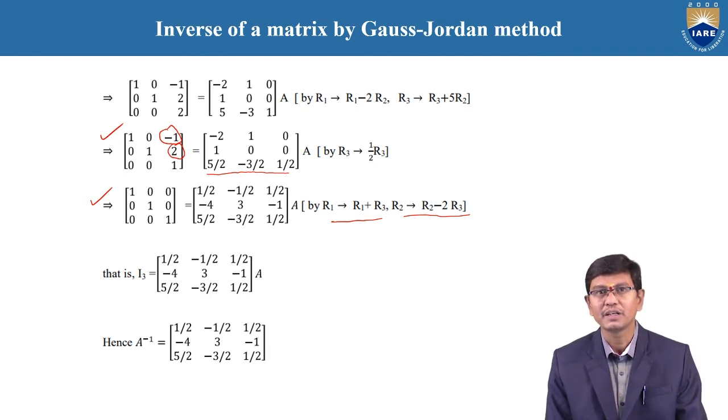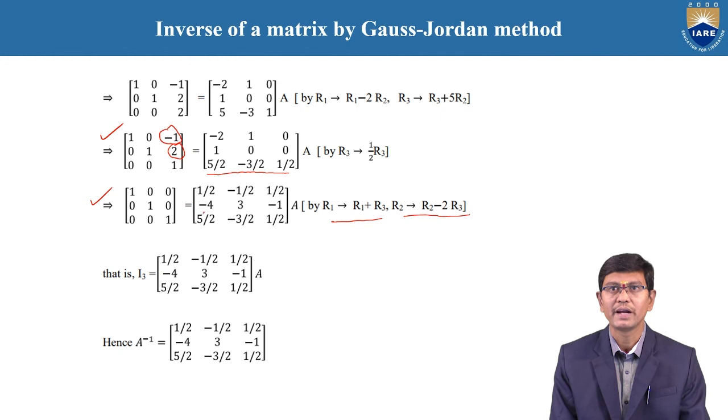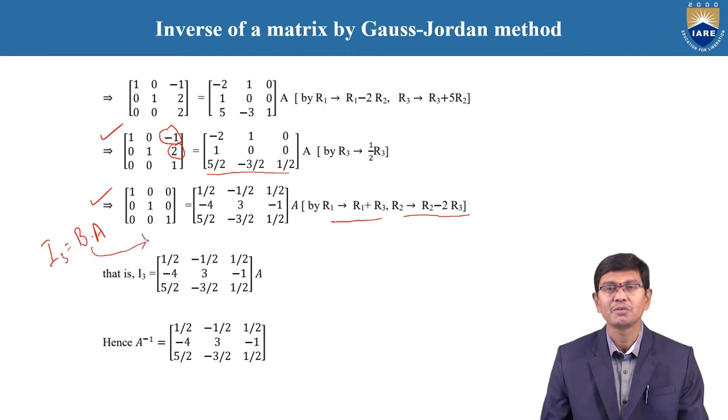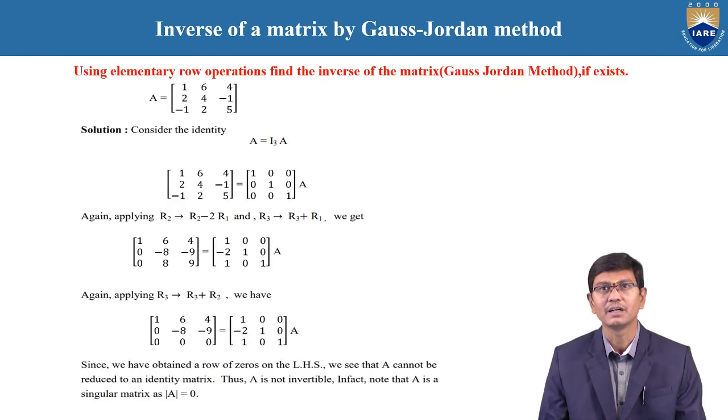And when we apply the same two operations on the right side, that matrix is reduced to 1 by 2, minus 1 by 2, 1 by 2, minus 4, 3, minus 1, 5 by 2, minus 3 by 2, 1 by 2. Therefore, in this final step, the LHS matrix obtained is I3, equal to the right side, which is treated as B into A. Therefore, B is called the inverse of the matrix. This method is known as finding the inverse of a matrix by using the Gauss-Jordan method.